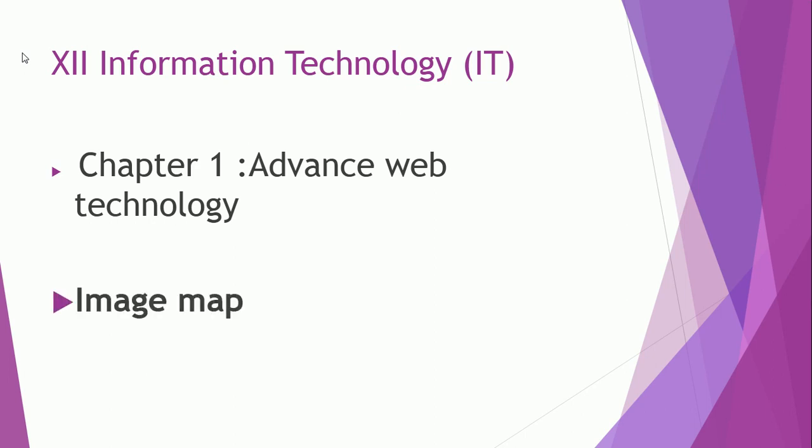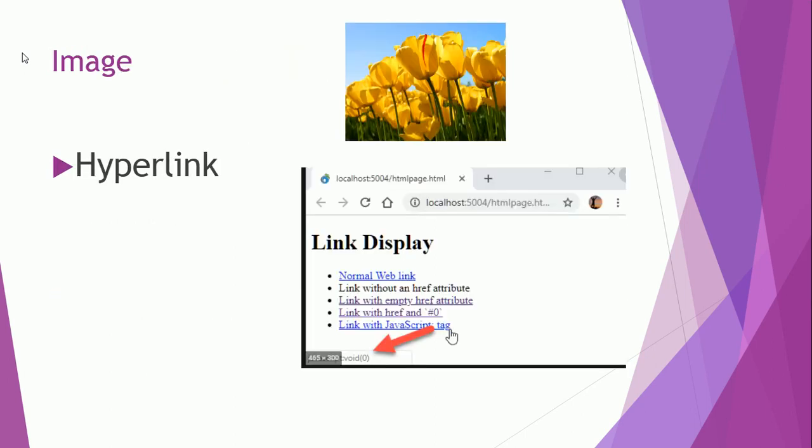Okay? You have already learned in 11th standard how to insert an image on a web page and also what a hyperlink is. See, this is an example of one image and this is an example of a hyperlink. What is a hyperlink? Whenever the user clicks on one word or sentence or on our image, he will get another linked document opened. This is called a hyperlink.